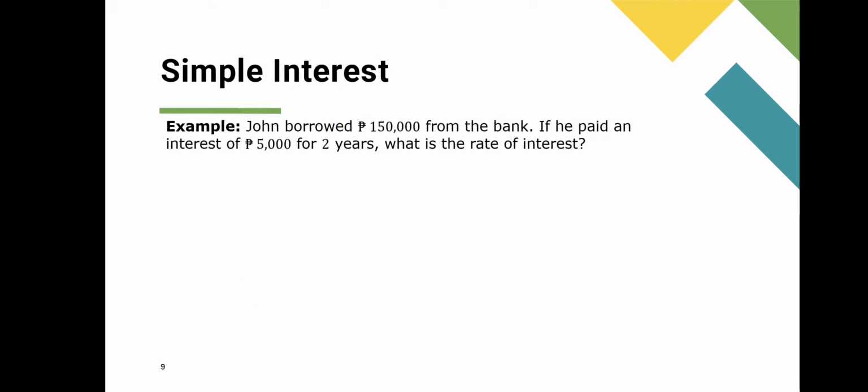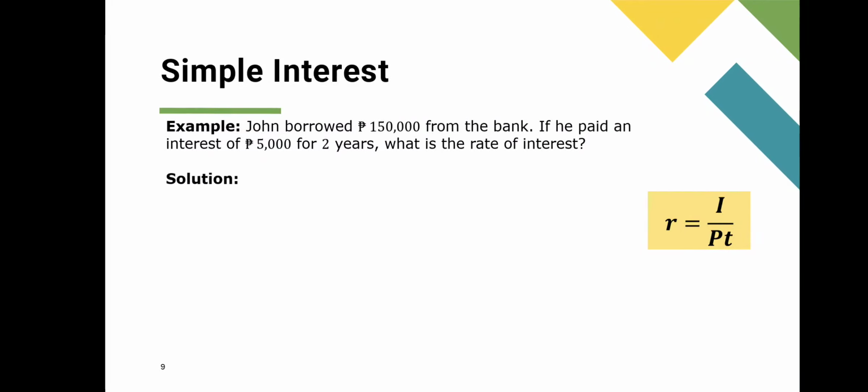Next problem. So John borrowed 150,000 pesos from the bank. If he paid an interest of 5,000 pesos for 2 years, what is the rate of interest? So this time, we are looking for the rate of interest. Okay, so to look for the rate, we have the formula R equals I over P times T. So that's rate equals interest over principal times time.